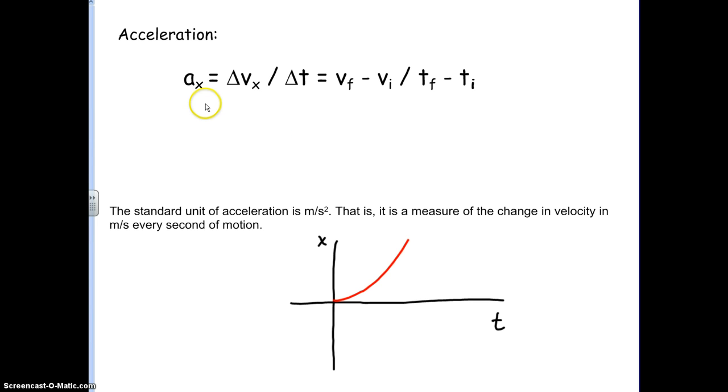The equation for acceleration is then going to be a change in velocity over time. And I happen to be writing it in terms of x, but we could simply write this in terms of y or z as well. Keep in mind that a change in velocity is going to be the final velocity minus initial velocity, and a change in time, this is really average acceleration, would be a final time minus initial time.